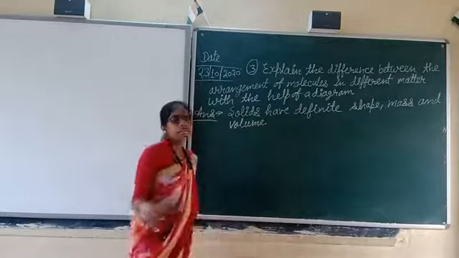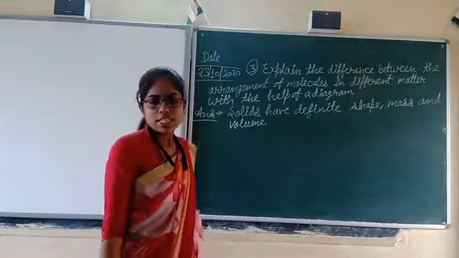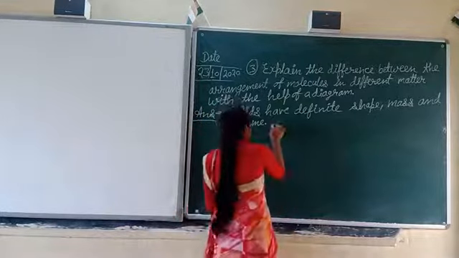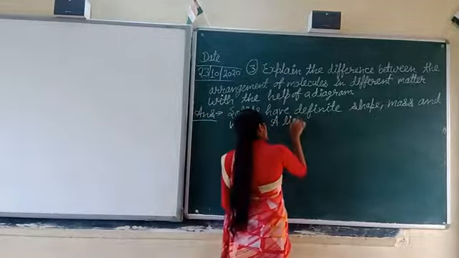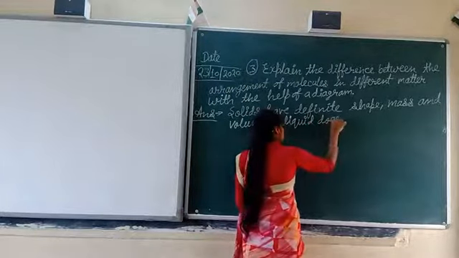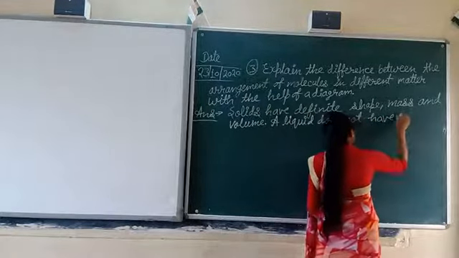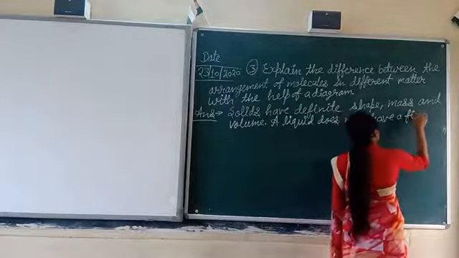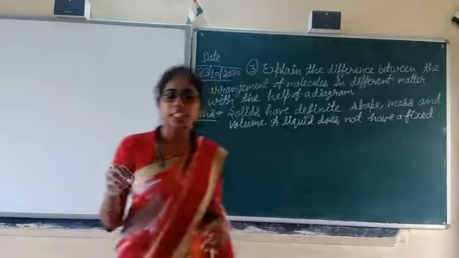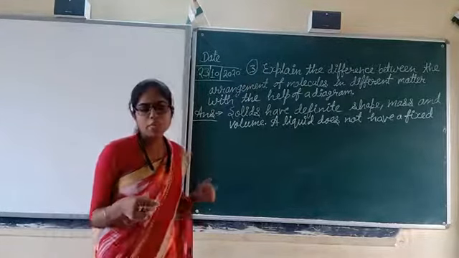Now about the liquid. A liquid does not have a fixed shape or size, but has a fixed volume. A liquid does not have a fixed shape, because we know that if we pour it in any container, it will take the shape of that. It does not have a fixed shape or size.